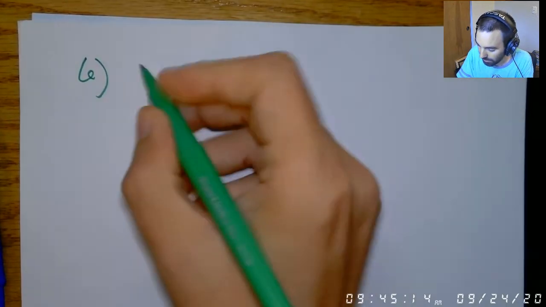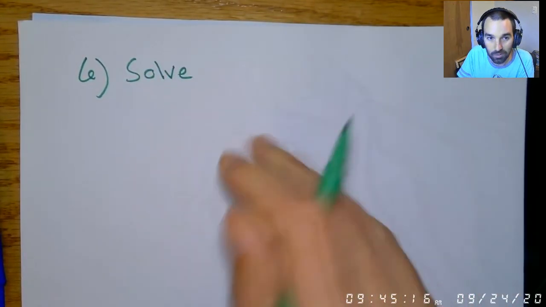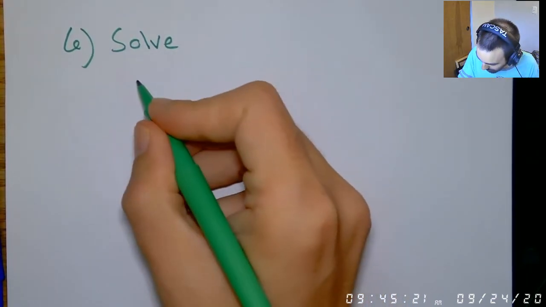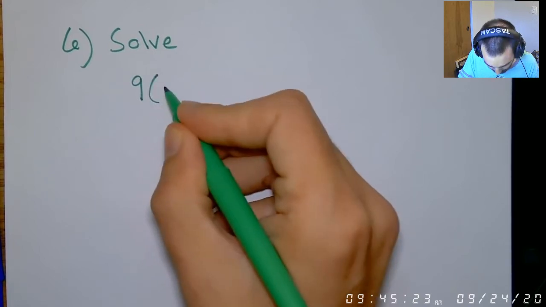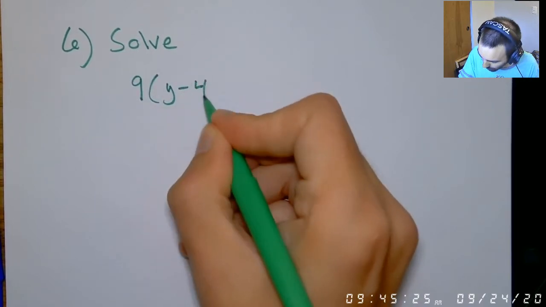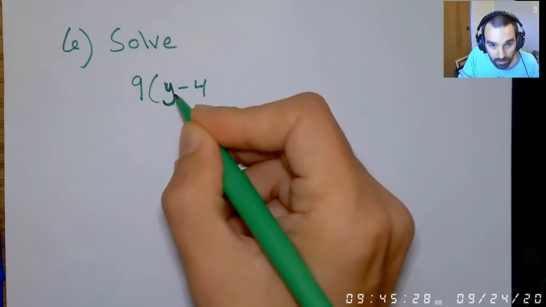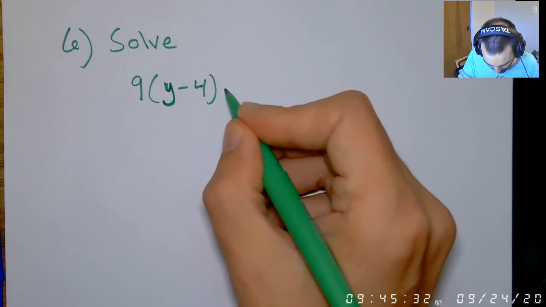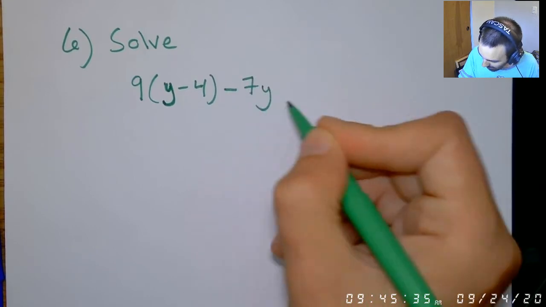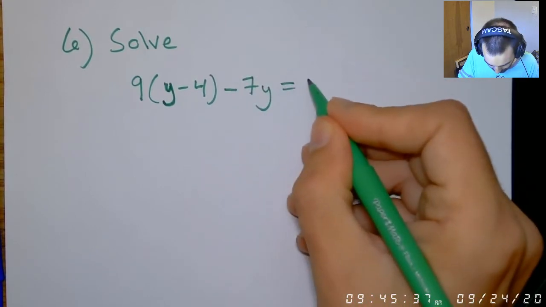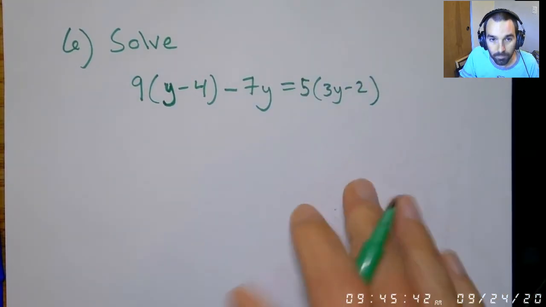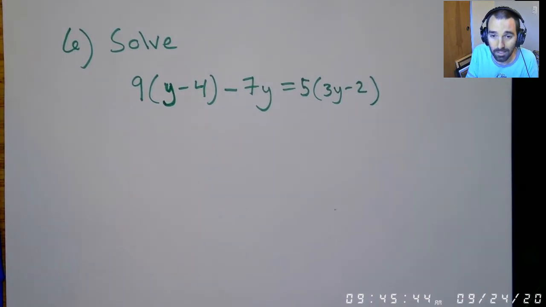So problem 6. This has it all. Consider this the ultimate challenge. Okay, here we go. So you're going to solve 9 times the quantity of y minus 4. This is a y, you can tell by my little curl there on the bottom. Then minus 7y equals 5 times 3y minus 2. Now this is a longer problem, so I'm going to give us 3 minutes.